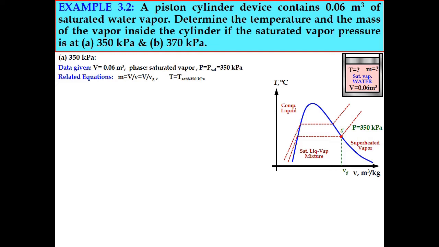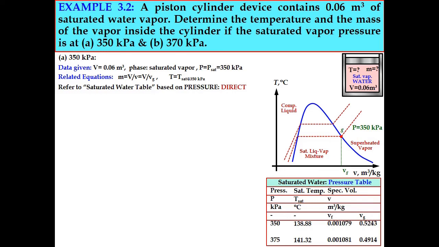And T refers to the T saturated at 350 kilopascal. Okay, so now refer to the saturated water table based on pressure. By using the pressure tables, we can get the data directly from the table. No need to make interpolation. This is the data for the saturated water table based on pressure.